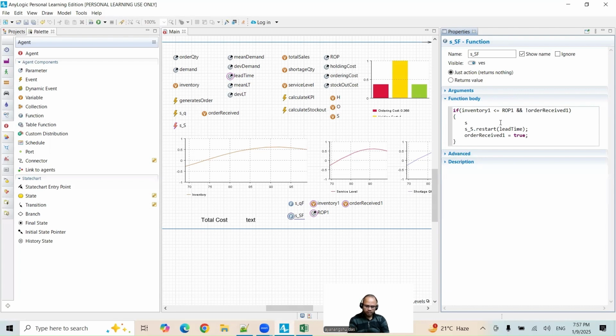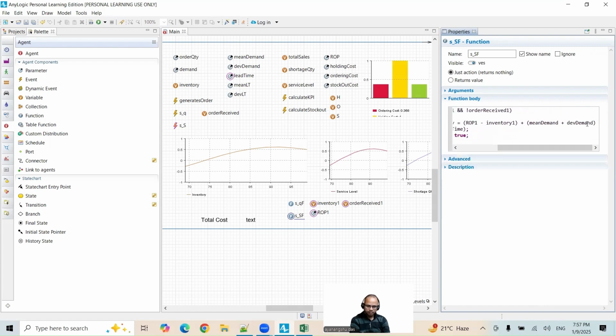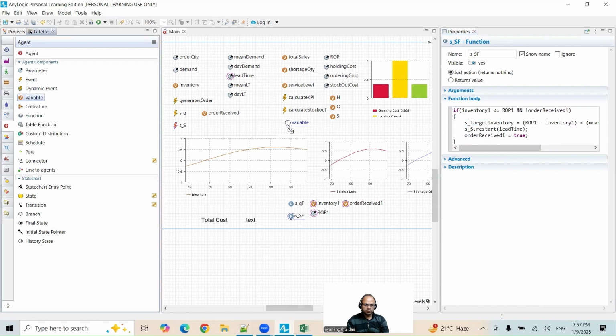So what we say is that target inventory is equal to my ROP minus my inventory, and then plus my mean demand plus my demand deviation multiplied by the lead time. So this is my formula for finding the target inventory.